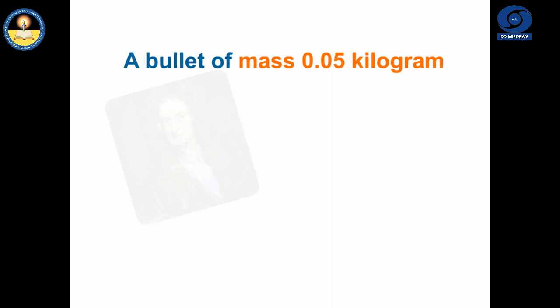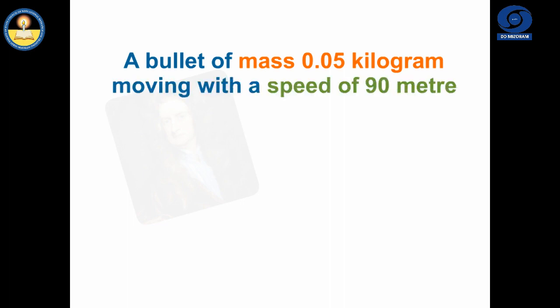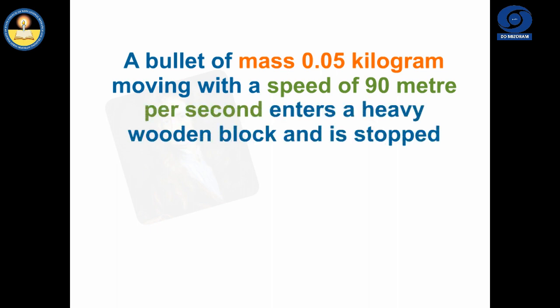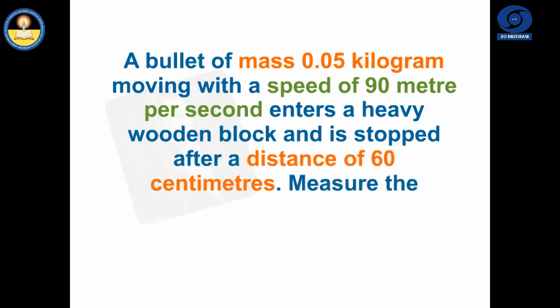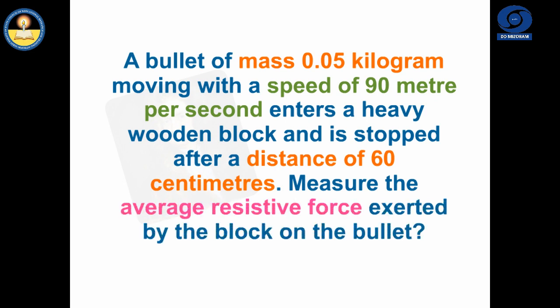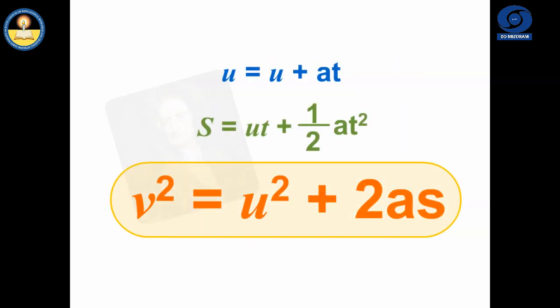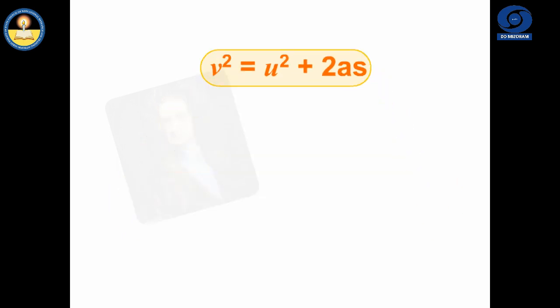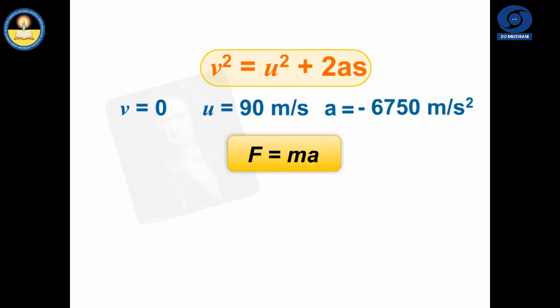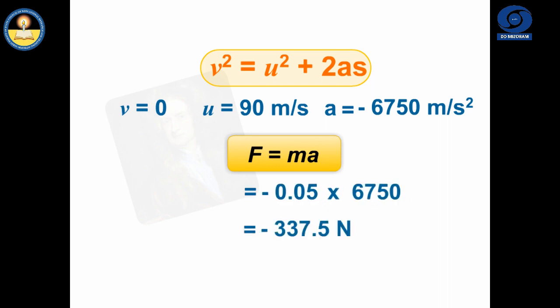For example, a bullet of mass 0.05 kilogram moving with a speed of 90 meter per second enters a heavy wooden block and is stopped after a distance of 60 centimeters. Measure the average resistive force exerted by the block on the bullet. Using the third equation of motion, the retardation of the bullet can be measured as can be seen. Therefore, the retarding force can be measured as the product of mass and retardation, that gives the force as 337.5 Newton.